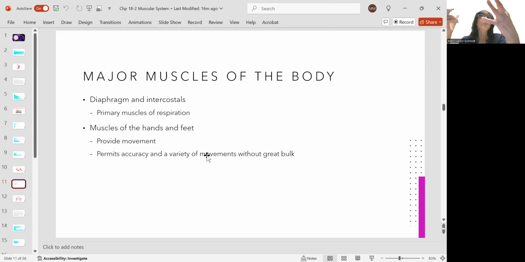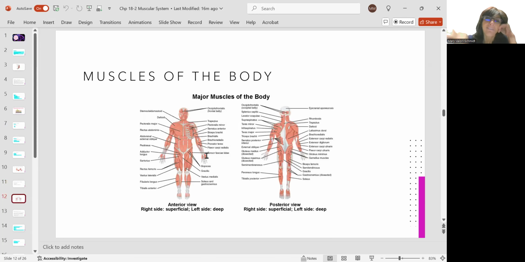And then the muscles in your hands, think about everything you can do with your hands. They're amazing. And your feet, right? Carrying all that weight of you. Not that you're heavy, but.